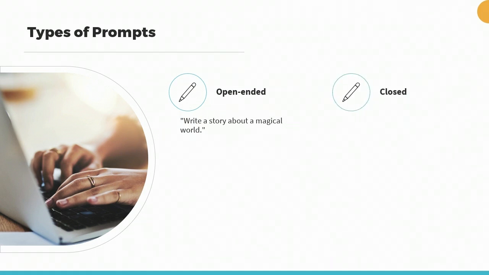Next are closed prompts. In contrast to open-ended prompts, closed prompts provide specific constraints or guidelines that the language model must follow when generating responses. This can include things like requiring the response to be a certain length or restricting the response to a specific topic or genre. Examples of closed prompts may include, what is the capital of France? Or, what is the answer to 2 + 2?